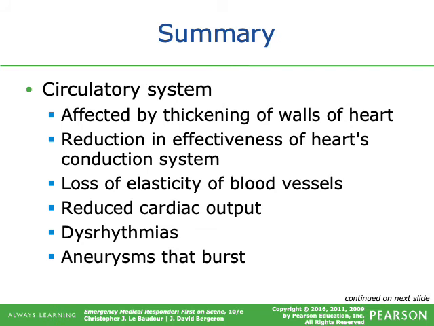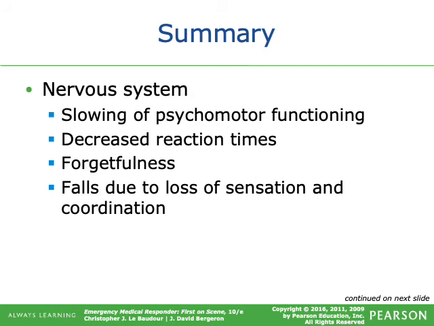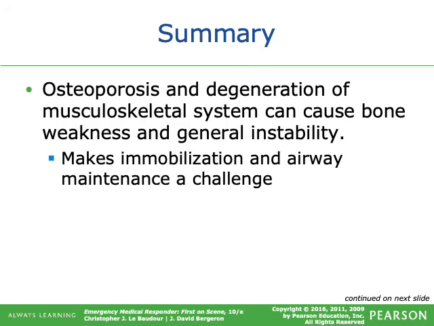Circulatory system is affected by thickening walls of the heart, reduction in effectiveness of the heart's conduction system, loss of elasticity of blood vessels, reduced cardiac output, dysrhythmias, aneurysms that may burst. The nervous system: slowing of psychomotor functioning, decreased reaction times, forgetfulness, falls due to the loss of sensation and coordination. Osteoporosis and degeneration of musculoskeletal system can cause bone weakness and general instability. This makes immobilization and airway maintenance a challenge.